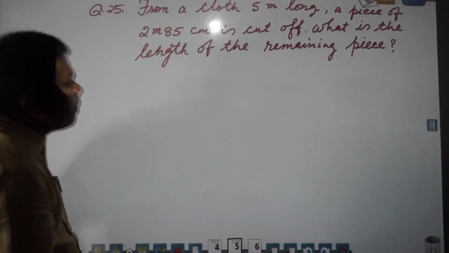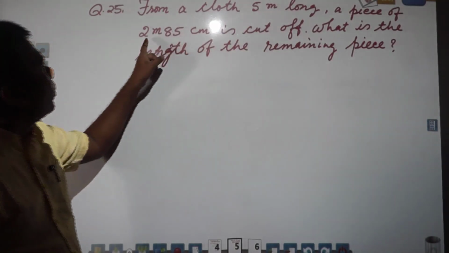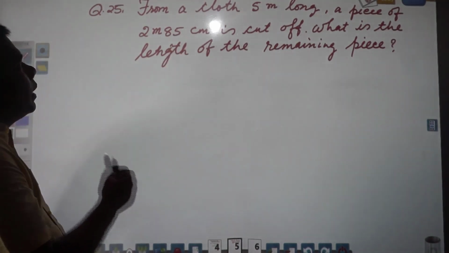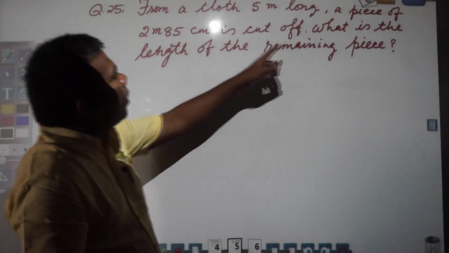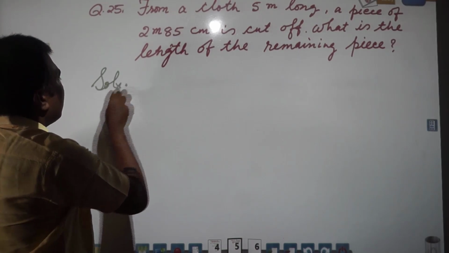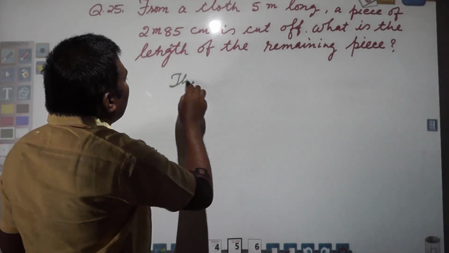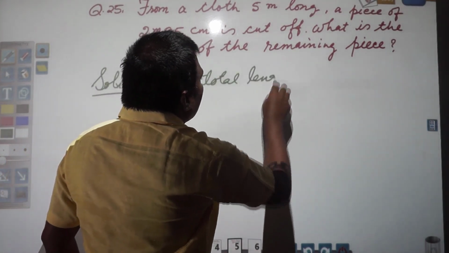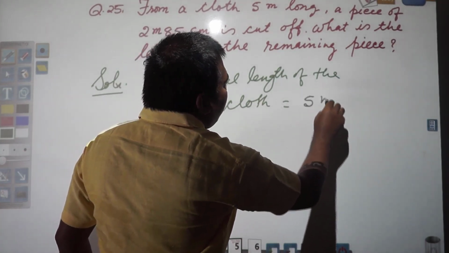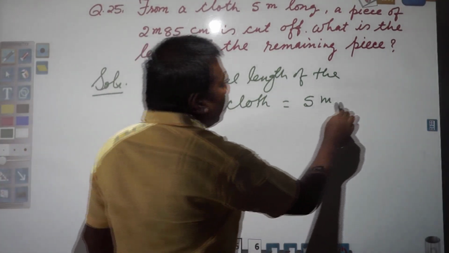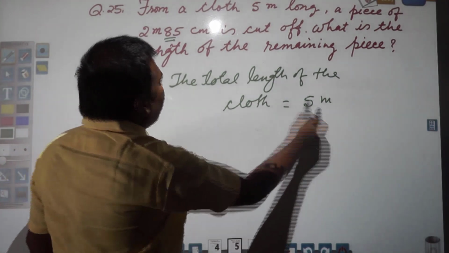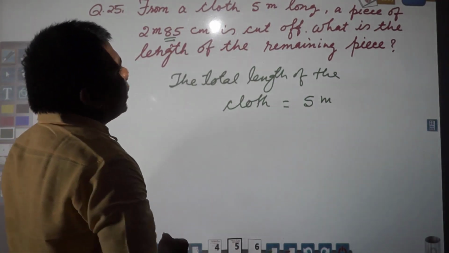Next you will see, from a cloth 5 meter long, a piece of 2 meter 85 centimeter is cut off. What is the length of the remaining piece? Here you see, 5 meter long cloth was there, and out of that 2 meter 85 has been cut off, right? So how do you write? The total length of the cloth is equal to 5 meter. In the proper way that will be required to be written and subtracted. Okay, just write 5 meter, and then a piece of 2 meter 85 centimeter is cut off.